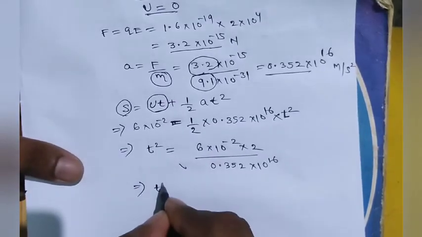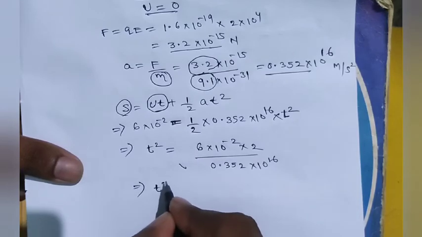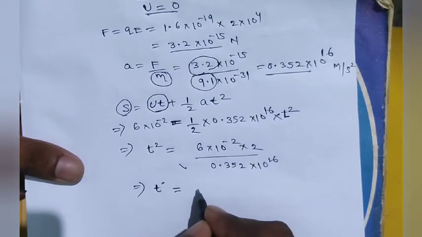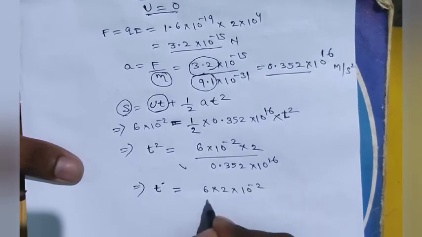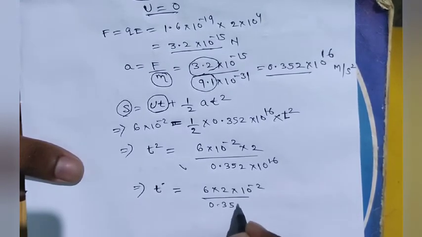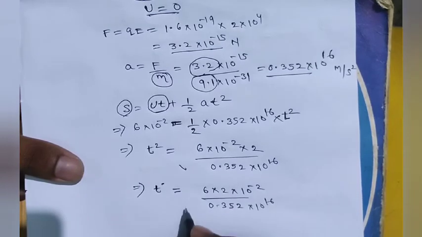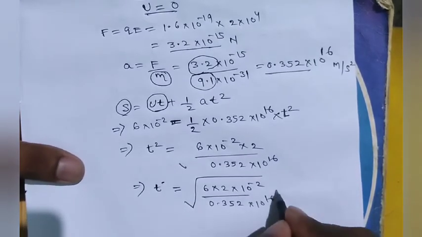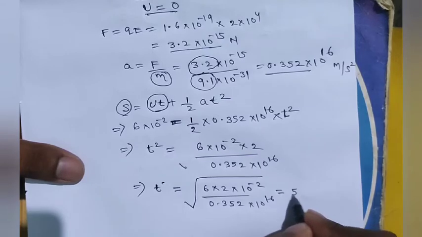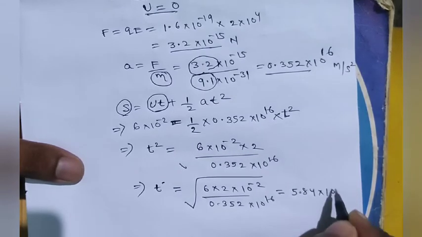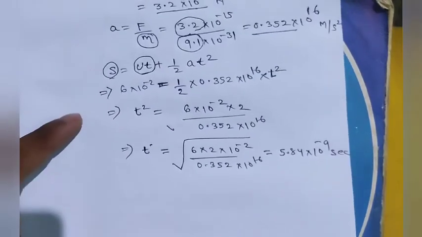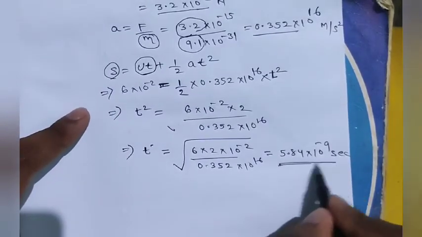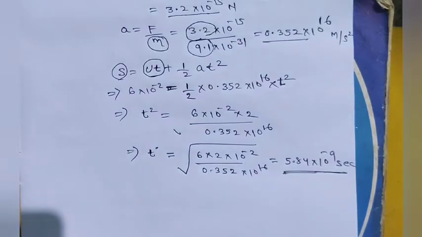Now taking square root of both sides, so t will be the square root of 6 into 2 into 10 to the power minus 2 divided by 0.352 into 10 to the power 16. So it will be 5.84 into 10 to the power minus 9 second. So time of travel will be 5.84 into 10 to the power minus 9 second. Is it clear? So now I shall go to the next question.